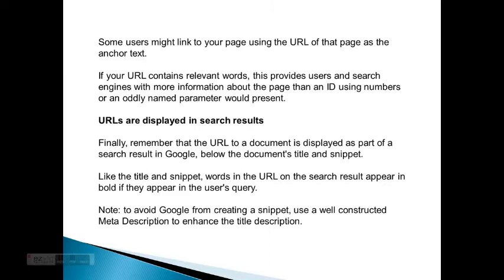URLs are displayed in search results. Remember that the URL to a document is displayed as part of a search result in Google, below the document's title and snippet. Like the title and snippet, words in the URL in the search result appear in bold if they appear in the user's query. Note, to influence Google's creation of a snippet, use a well-constructed meta description to enhance the title description.